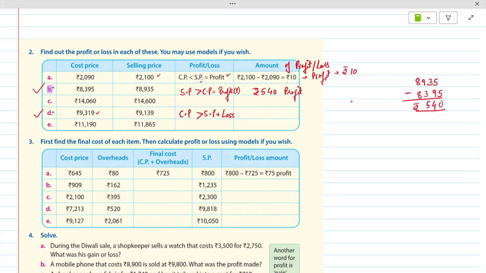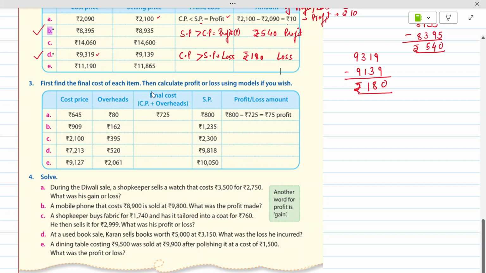And again, we can find the amount of loss by simple subtraction. That is 9319 minus 9139. Okay, this is 0, 8 and 180. Okay, so this is our loss, rupees 180. I'm writing here rupees 180 is the loss amount. Okay, now kids, these two questions you have to pick yourself, and I am moving to the third question.